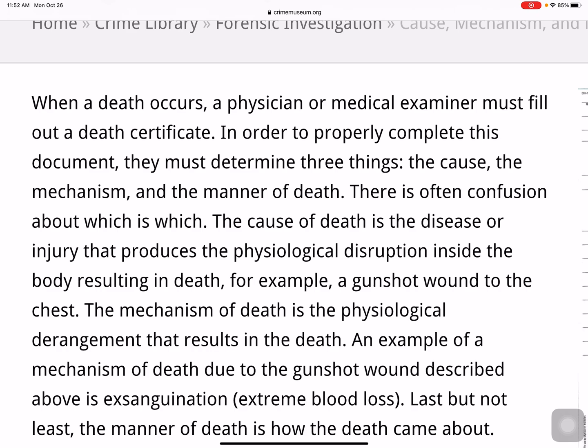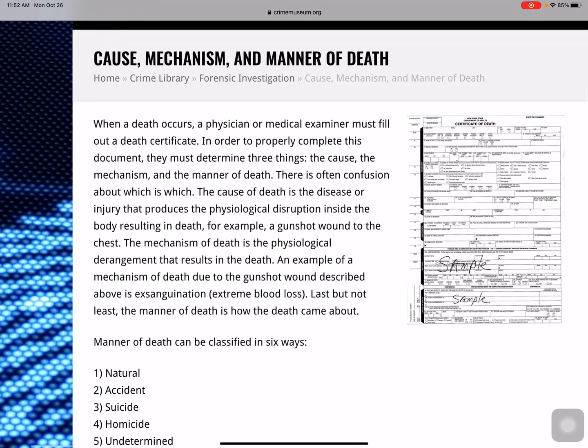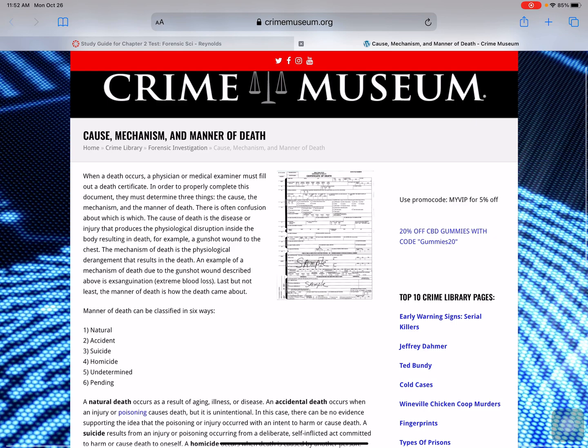The mechanism of death is the biological or physiological derangement, but that means the physical damage that results in the death. So in that case of the gunshot, that is the cause. The mechanism is that they would bleed to death, and that word exsanguination is defined as extreme blood loss. So understand the difference between cause, mechanism, and manner of death.